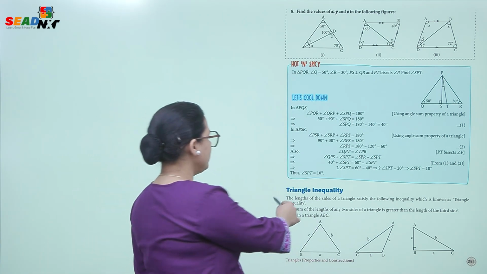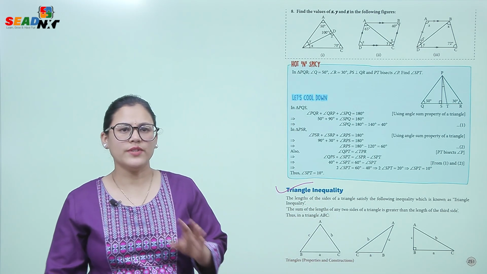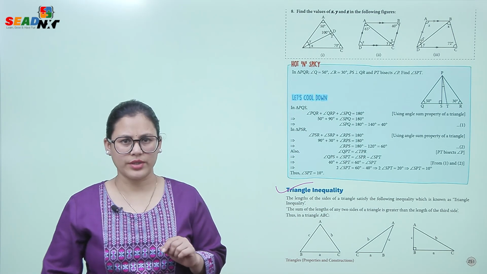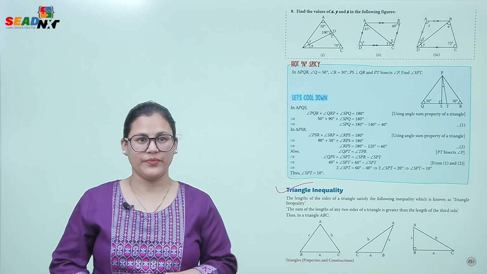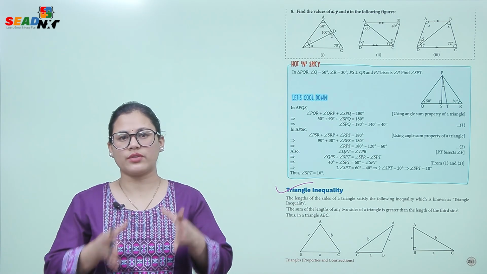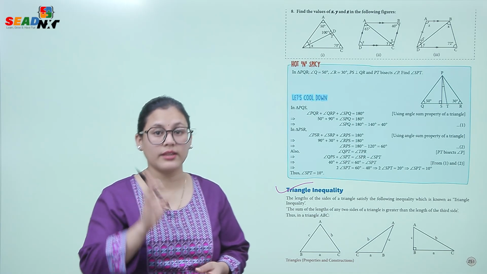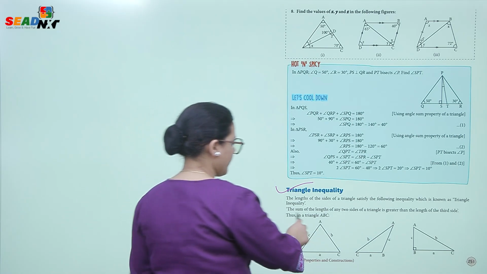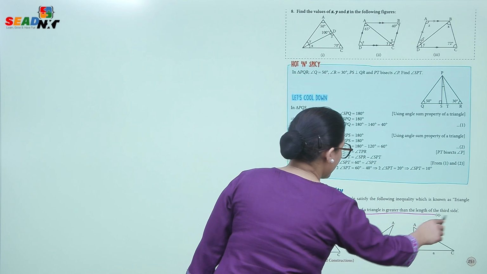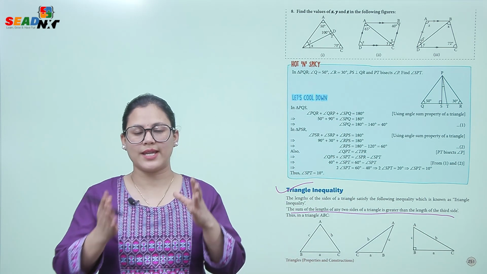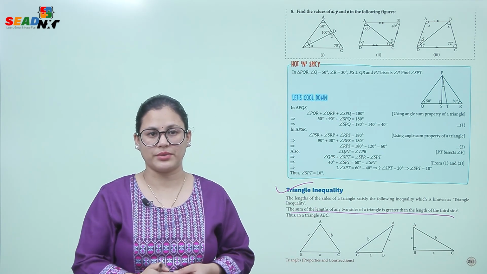Next, triangle inequality. The lengths of the sides of a triangle satisfy the following inequality, which is known as triangle inequality. The sum of the lengths of any two sides of a triangle is greater than the length of the third side. Remember that. Triangle के कोई भी दो sides उनका sum third side से हमेशा greater होता है.